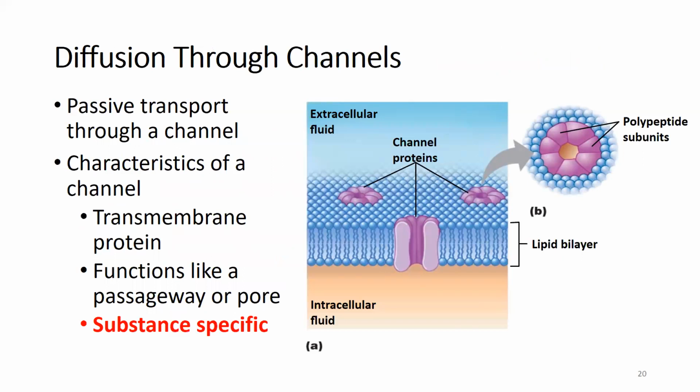Okay, diffusion through channels. Now, this is also a form of passive transport, but it's going to happen through an opening or a pore or a channel that is embedded in the membrane. Okay. So these channels differ in some regard from the carrier proteins that we spoke about earlier. They are also transmembrane proteins. They function like a passageway or an opening. And so if you look at this image here, we can see the lipid bilayer. And then we see this opening that's like a little passageway or a little tunnel that allows the passage of certain molecules, usually charged particles or ions. And they are substance specific, meaning that only a specific substance can traverse this pore and end up on the other side.